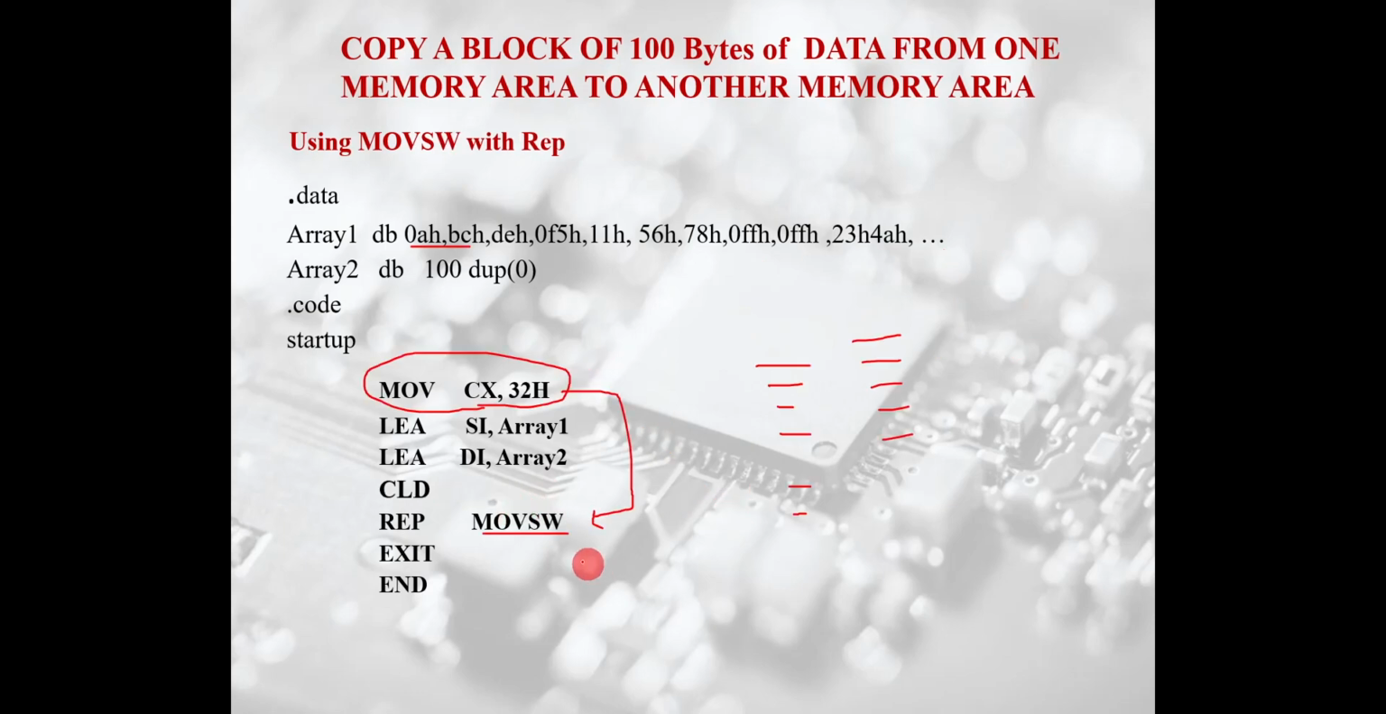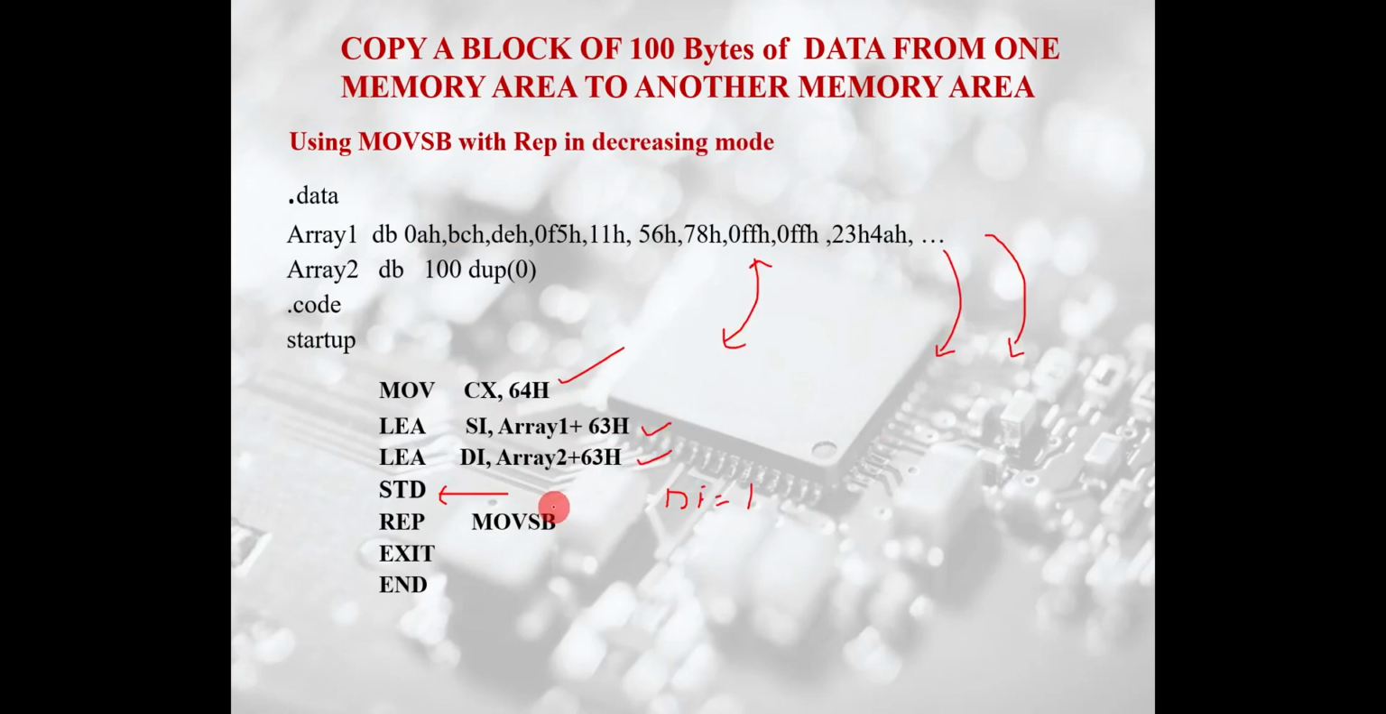Here it is just array 1, array 2 and clear D flag, whereas here it is plus 63, so this is going to the highest memory locations, both SI and DI, and then you are doing it in the reverse direction, and hence you are setting the direction flag to 1. So this will again repeat 100 times, and then obviously you can write MOVSW, and you can write this as 32H for a faster data transfer.